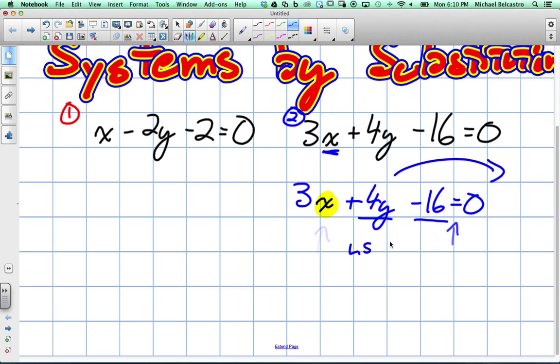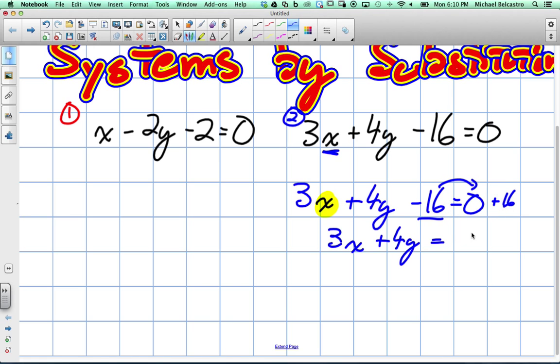When we do this, actually we'll do this one step at a time. Keep the positive 4y. When I move 16 to the other side, what will it become? If it's negative 16, now it would be positive. Great. And what is 0 plus positive 16? Positive 16. Yeah, that's right. So instead of writing in 0 plus 16, we'll just put in 16, right?